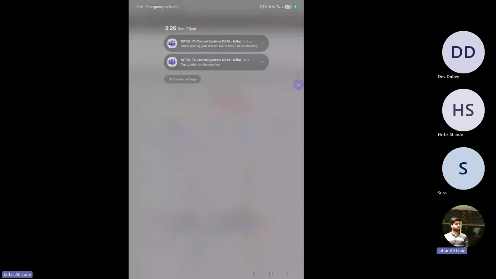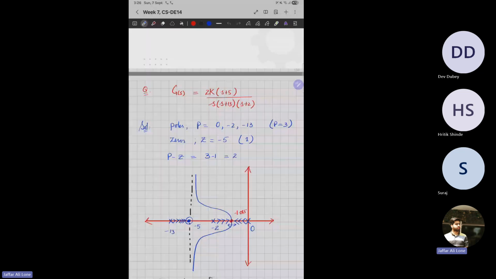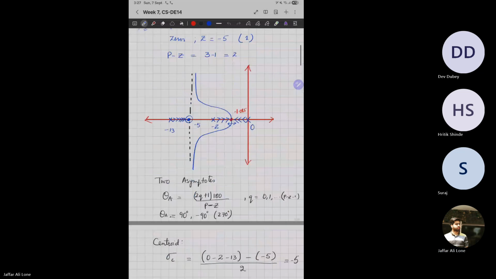Is my screen visible as well, Suraj? Okay, fine. I think then we can continue. If at any point you feel like my screen is not visible, let me know.